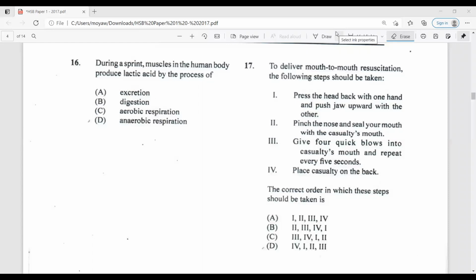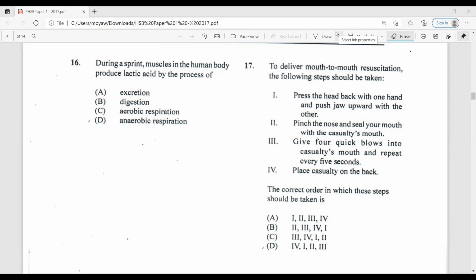16. During a sprint, muscles in the human body produce lactic acid by the process of, so we have A, excretion, B, digestion, C, aerobic respiration, D, anaerobic respiration. So excretion is definitely out, because we know by now that excretion is the removal of metabolic waste. Digestion is breaking down those complex food molecules into smaller subunits or smaller molecules. Aerobic respiration now is the process by which energy is produced whenever glucose is broken down, utilizing oxygen. We get carbon dioxide, water, and a lot of energy.